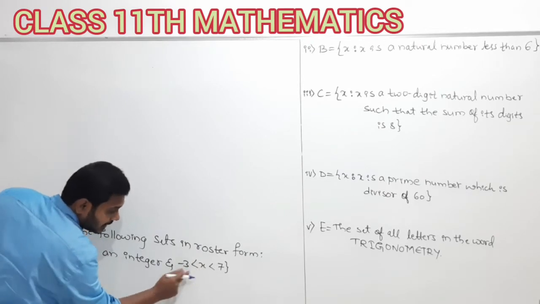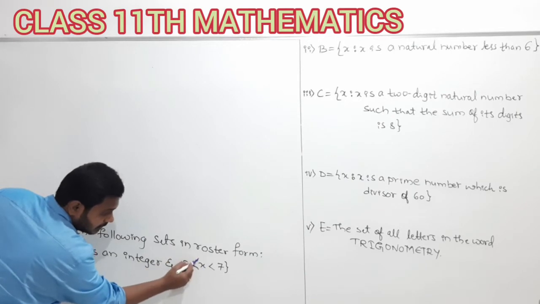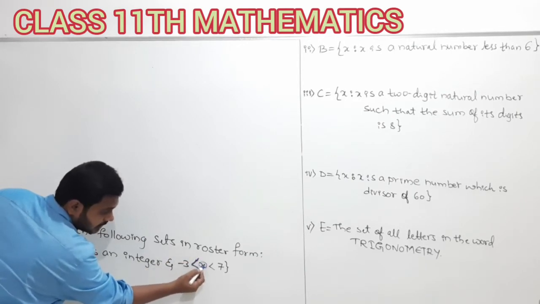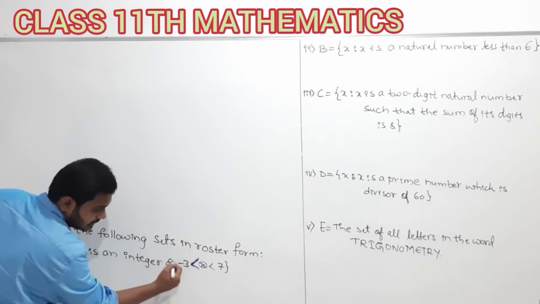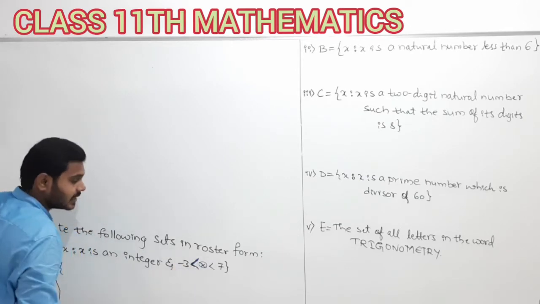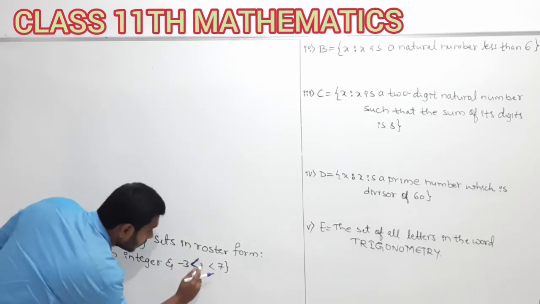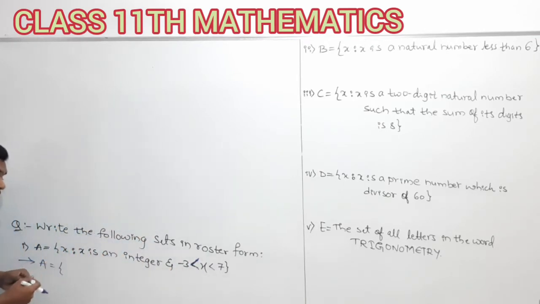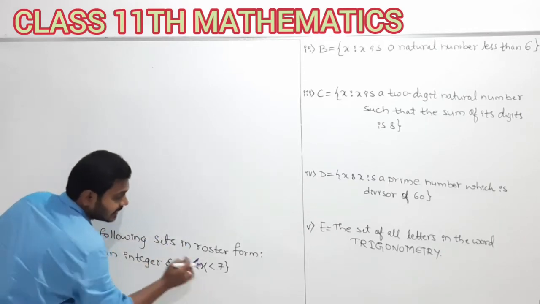So you have to read, my dear students, this symbol indicates that wherever the bigger size is, that is the bigger number, and if the sign is like this, this side indicates smaller, and this side indicates bigger. So what is that, my dear students? They are telling us that your x must be an integer, and it is greater than -3 and less than 7.